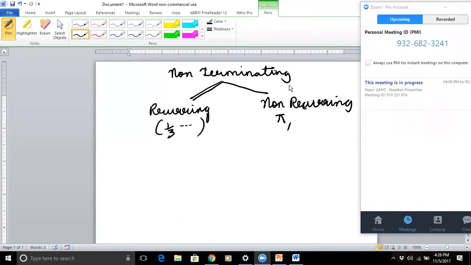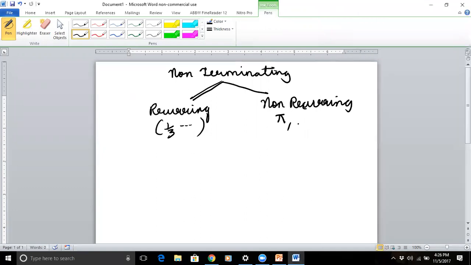All right. So, like I was asking you, can you give me another example other than pi? Exactly. Roots. Roots are also numbers which are non-recurring. I'm not going to accept any fraction under a non-recurring decimal. I'm only going to accept roots and pi.